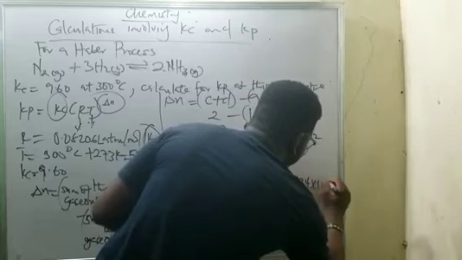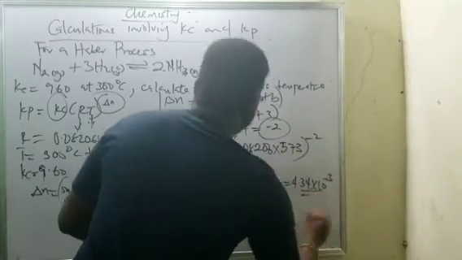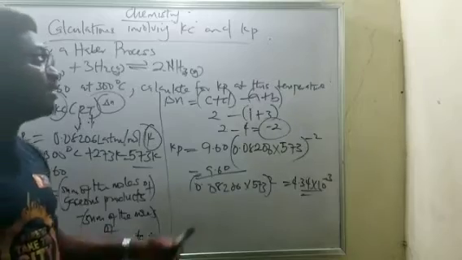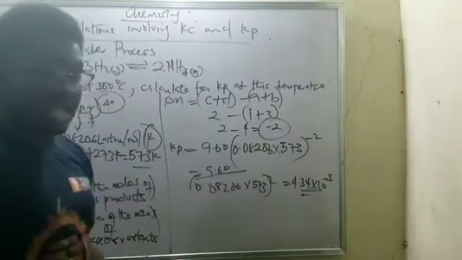That's 4.34 times 10 raised to power minus 3. There is no unit for this because it is an equilibrium constant. So we are left with this answer. And that is how we have solved this particular problem, showing the relationship between Kc and Kp.